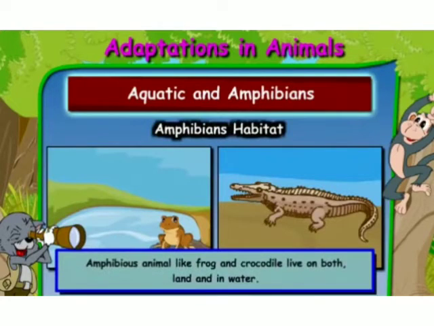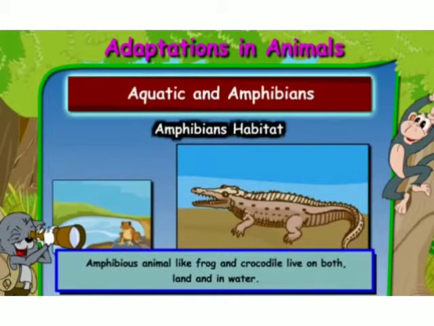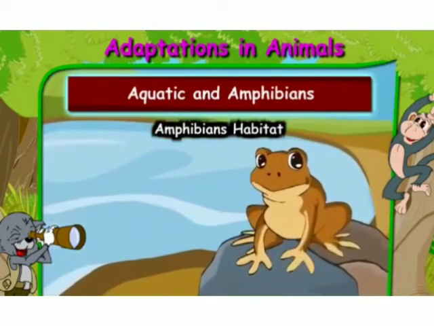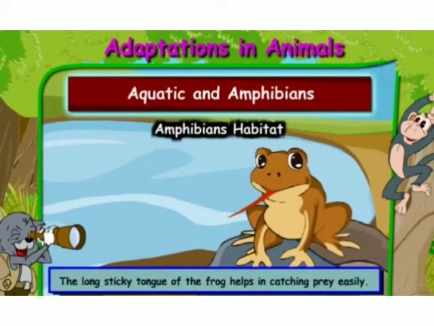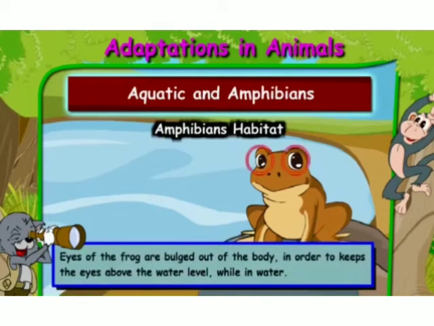Now there are some special types of animals called amphibious animals, like frogs and crocodiles, that live both on land and in water. Let us understand how the frog adapts to its habitat. It is very interesting to know that the frog's long sticky tongue helps it to catch prey easily. Similarly, its eyes bulge out of the body in order to keep the eyes above the water level while in water.